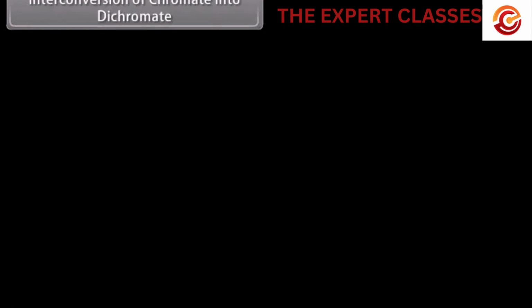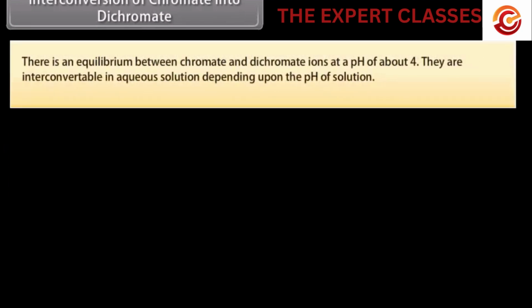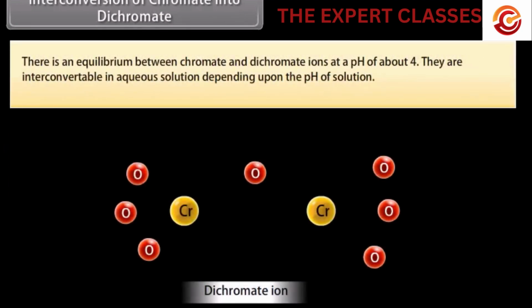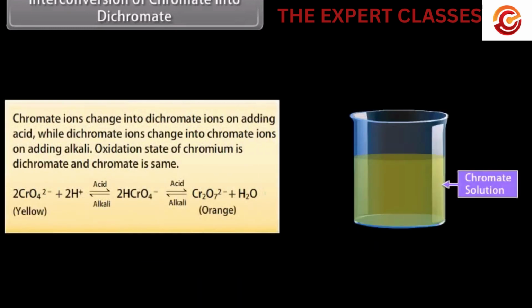Interconversion of chromate into dichromate. Chromate ion is tetrahedral, whereas the dichromate ion consists of two tetrahedra sharing one corner with chromium-oxygen-chromium bond angle of 126 degrees. There is an equilibrium between chromate and dichromate ions at a pH of about 4. They are interconvertible in aqueous solution depending upon the pH of solution. Chromate ions change into dichromate ions on adding acid, while dichromate ions change into chromate ions on adding alkali. The oxidation state of chromium in dichromate and chromate is the same.